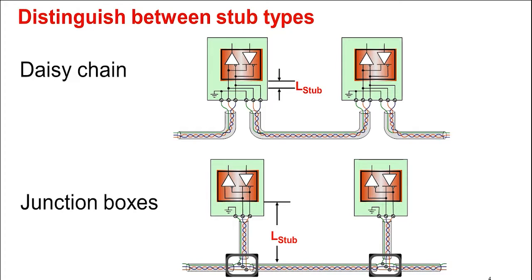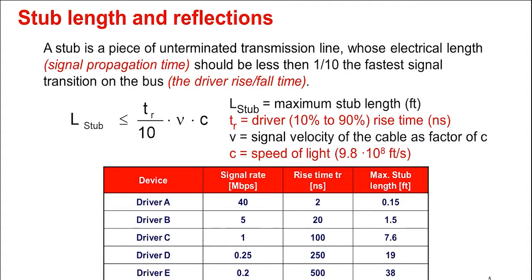The junction box approach can also work well, but ideally the length of the stub should be minimized to reduce reflection. In cases where the stub length cannot be reduced to a reasonable length, the data rate may need to be slowed down in order to reliably communicate. This is a general rule of thumb, not a firm rule. The maximum acceptable stub length can be calculated using the equation provided.